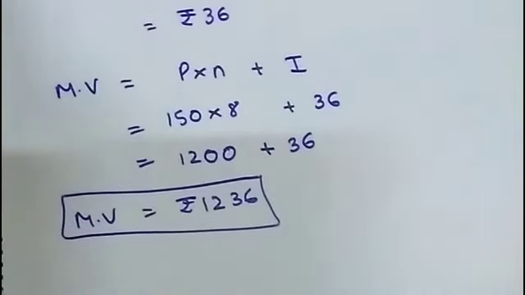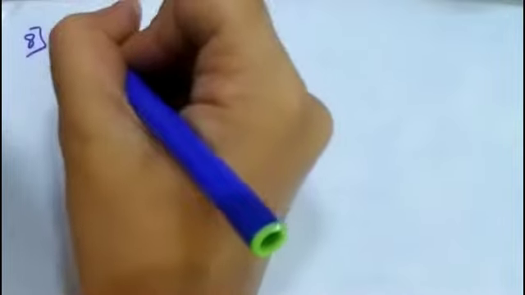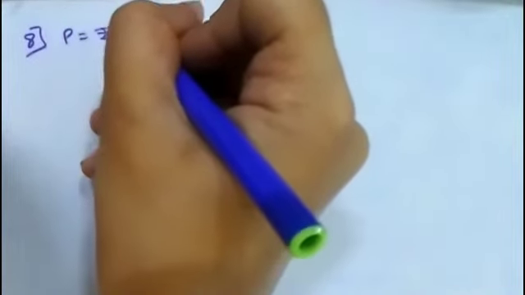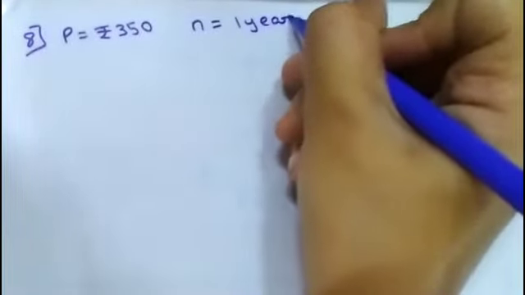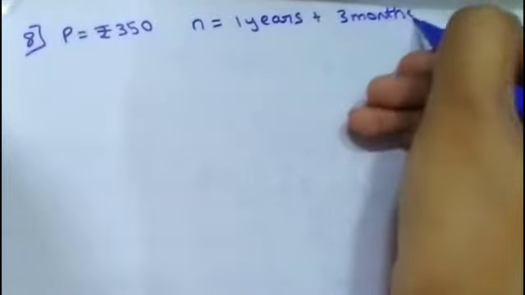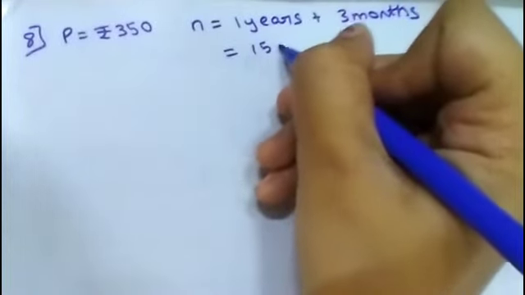Now let's do question number 8. Question number 8 says, Mrs. Geeta deposited rupees 350 per month. Therefore, principal equals rupees 350. Then, in a bank for 1 year and 3 months. So what is n? 1 year plus 3 months. 1 year would be 12 months. So 12 plus 3 would be 15 months.